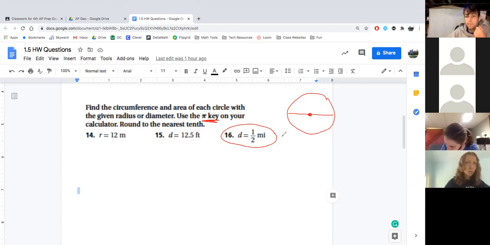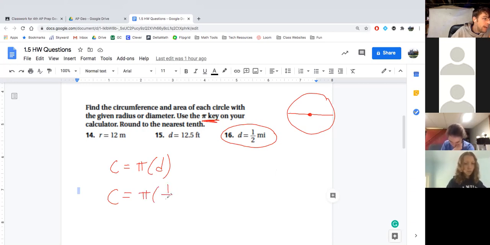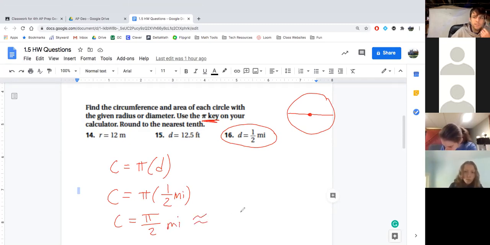That's not a problem for finding the circumference. If we're finding the circumference, remember that's going to be pi times the diameter, one way for us to find the circumference. So in this case, our circumference is going to be pi times 1/2 of a mile. Doing that calculation, I end up with the circumference is pi over 2 miles, and I could get my decimal approximation from the calculator.